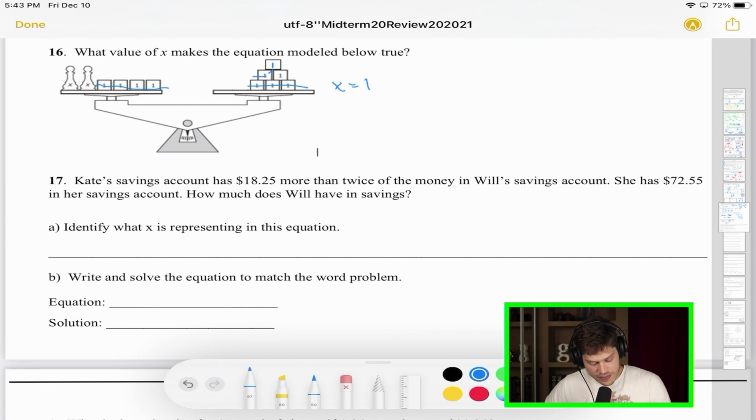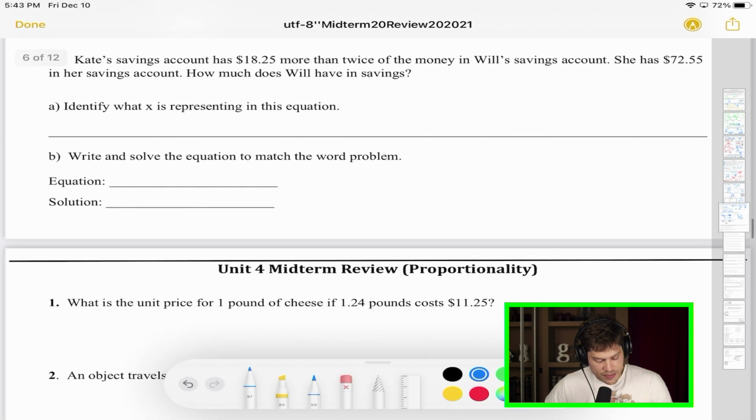I appreciate it. Okay, number 17. Kate's savings account has $18.25 more than twice of the money in Will's savings account.